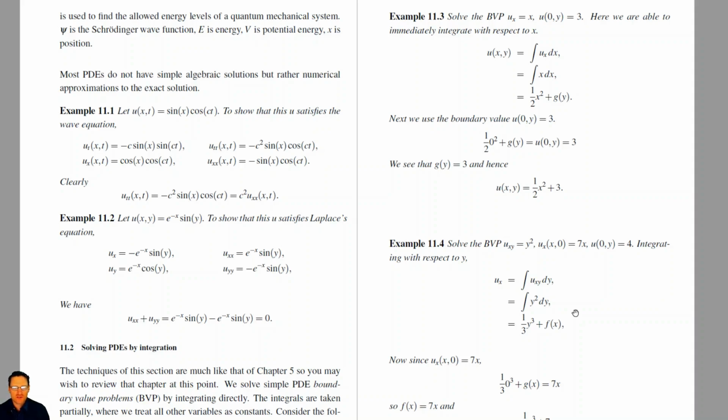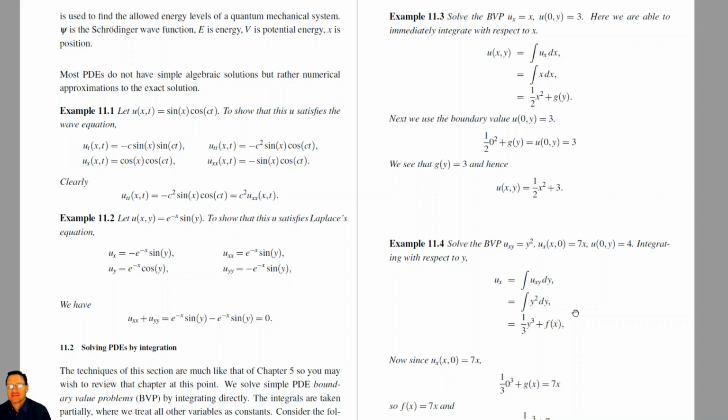Okay, so we solve simple PDE boundary value problems by integrating directly here. The integrals are taken partially, where we treat all other variables as constants. So we're going to have multiple letters, and when we have a plus c, again, like what we did in chapter 5, we have a function of the other letter in the place of the plus c.